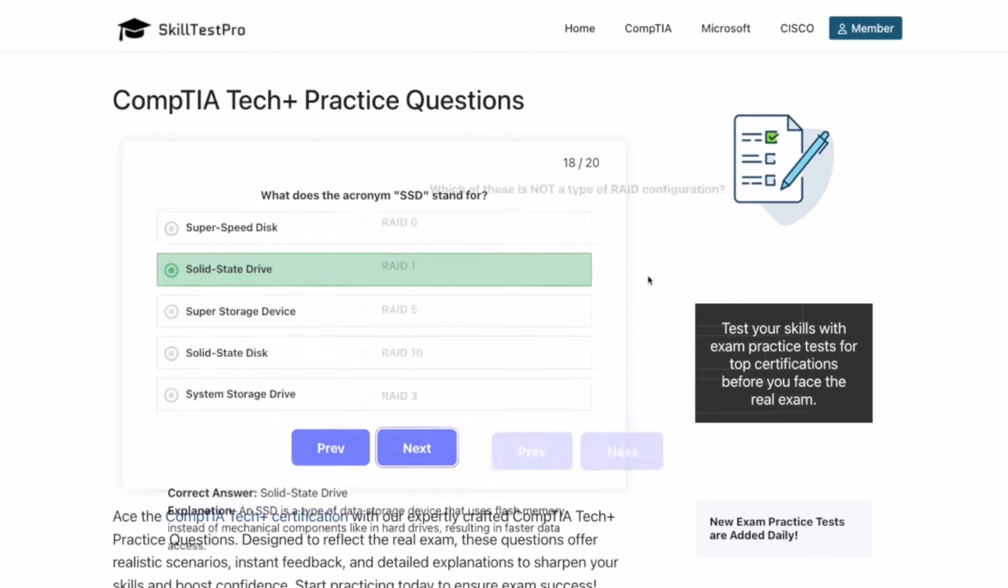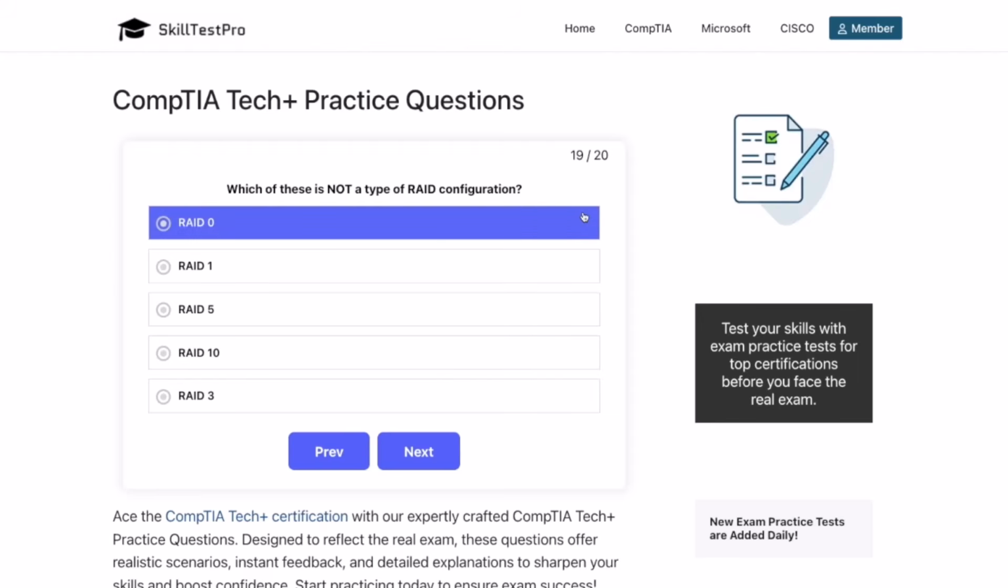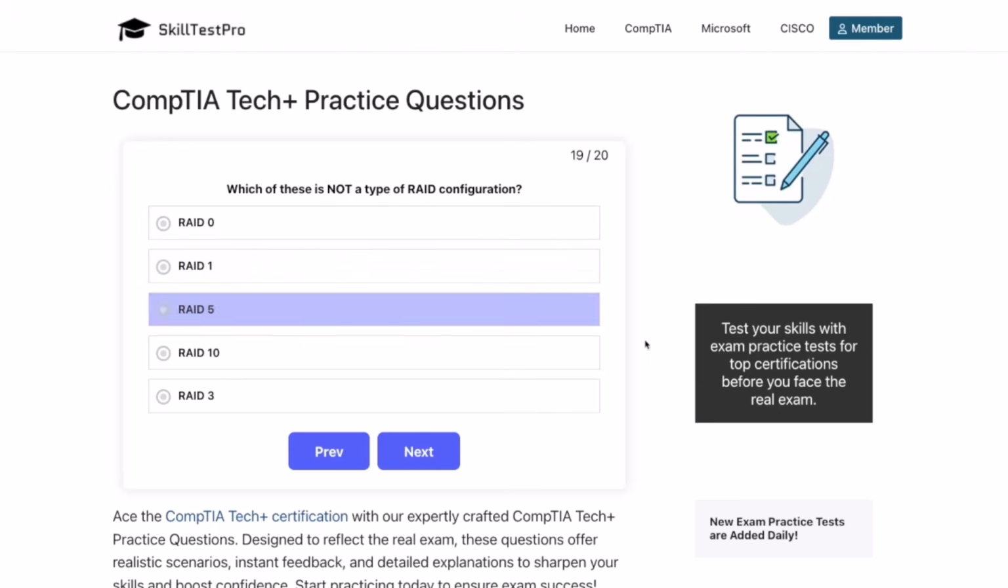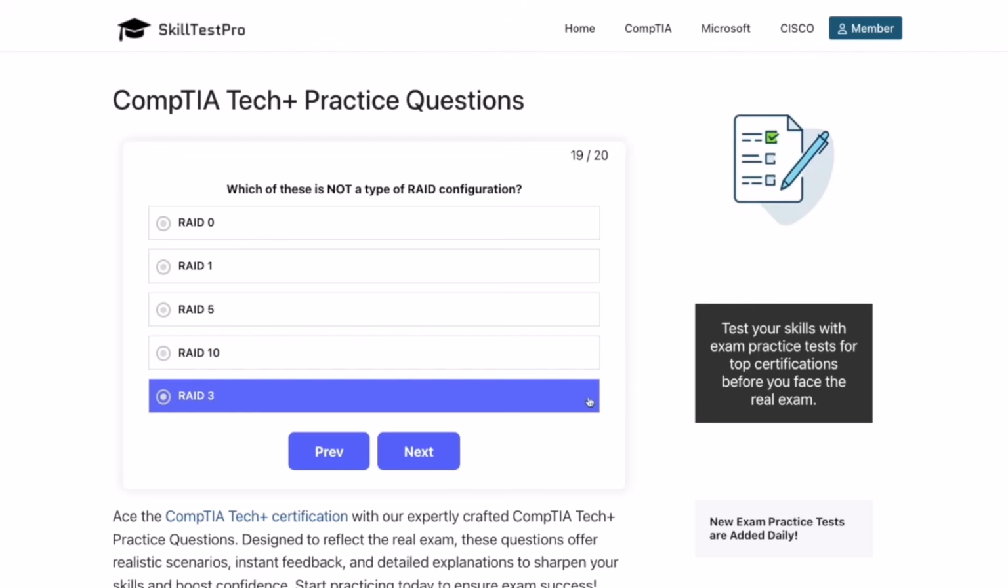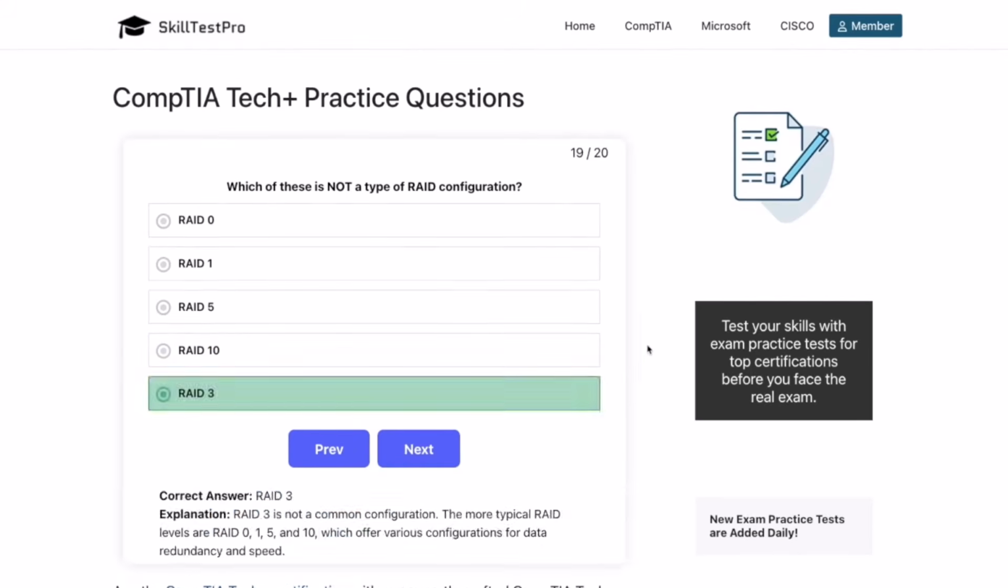All right, question 19. Which of these is not a type of RAID configuration? RAID 0, RAID 1, RAID 5, RAID 10, or RAID 3? The correct answer is RAID 3. RAID 3 is not a common configuration. The more typical RAID levels are RAID 0, 1, 5, and 10, which offer various configurations for data redundancy and speed.